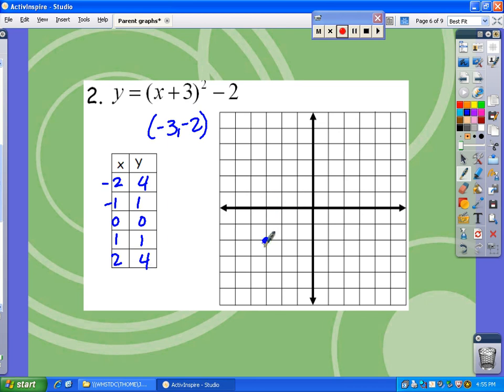And then I'm going to count my parent points. So it's not coordinates anymore, it's spaces. I'm counting the distance to get that pattern. So left 2, up 4. Left 1, up 1. Right 1, 0, 0 is my vertex. Right 1, up 1. And right 2, up 4.